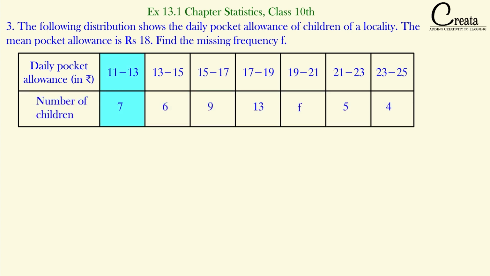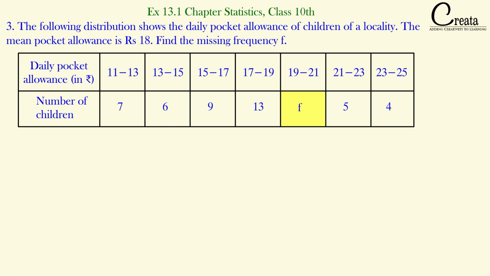For example, 7 children are getting the daily pocket allowance in the range of 11 rupees to 13 rupees. On the extreme right hand side, 4 students are getting the daily allowance of rupees 23 to rupees 25. They are getting higher daily pocket money. In this question, the mean pocket allowance is given as rupees 18. The mean is given and we have to find the value of the missing frequency f.